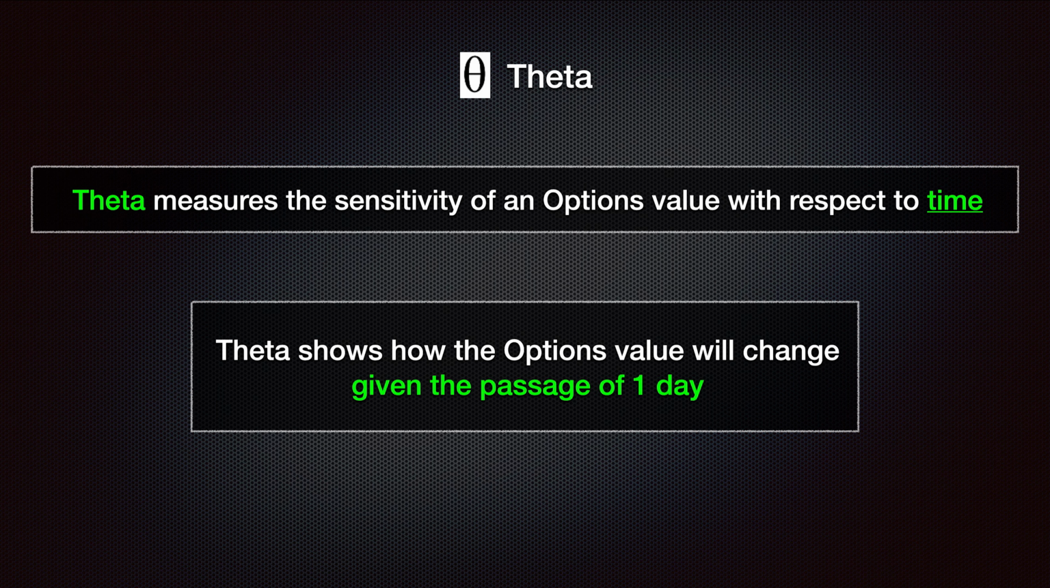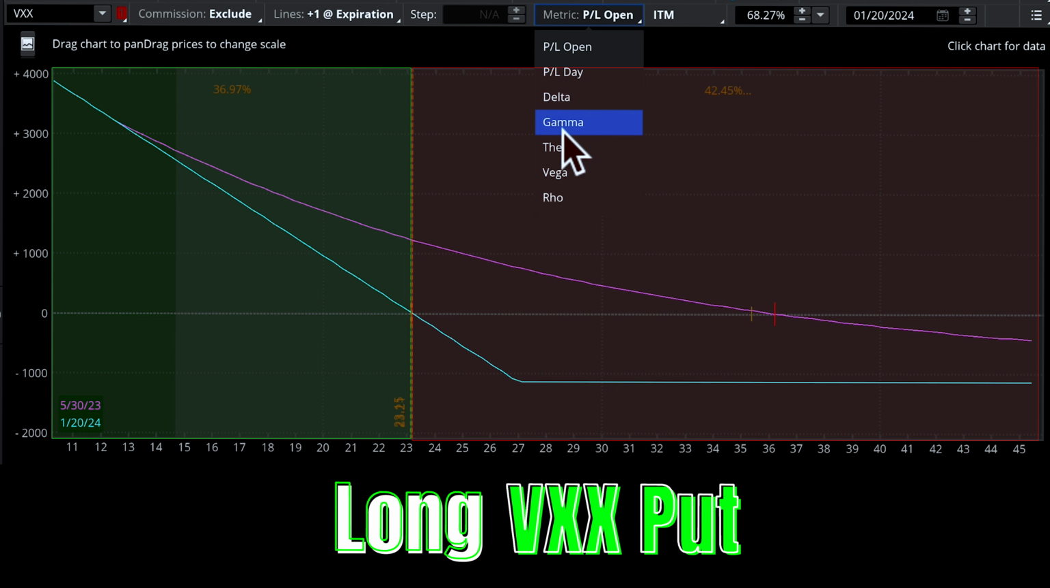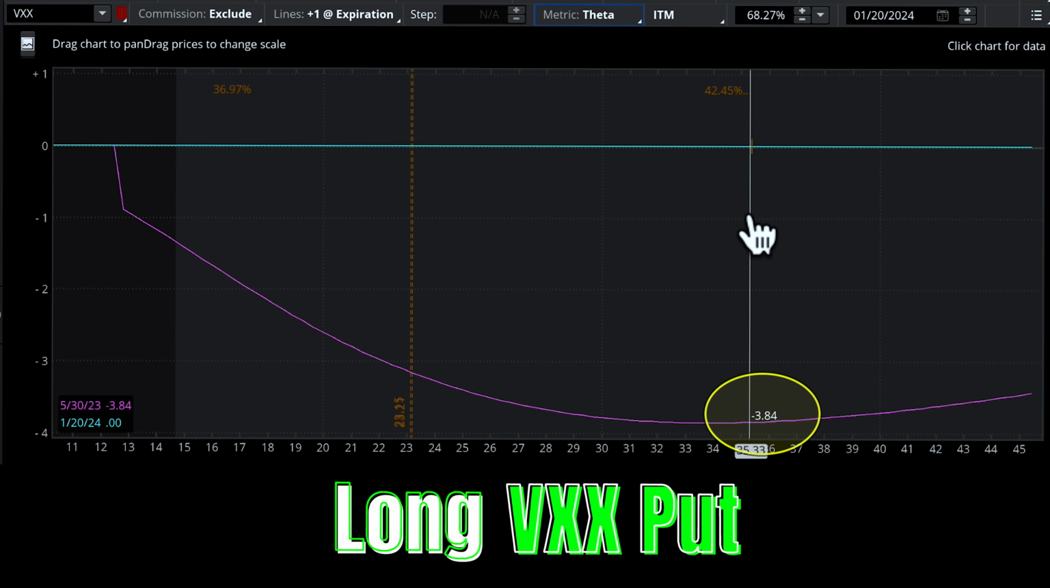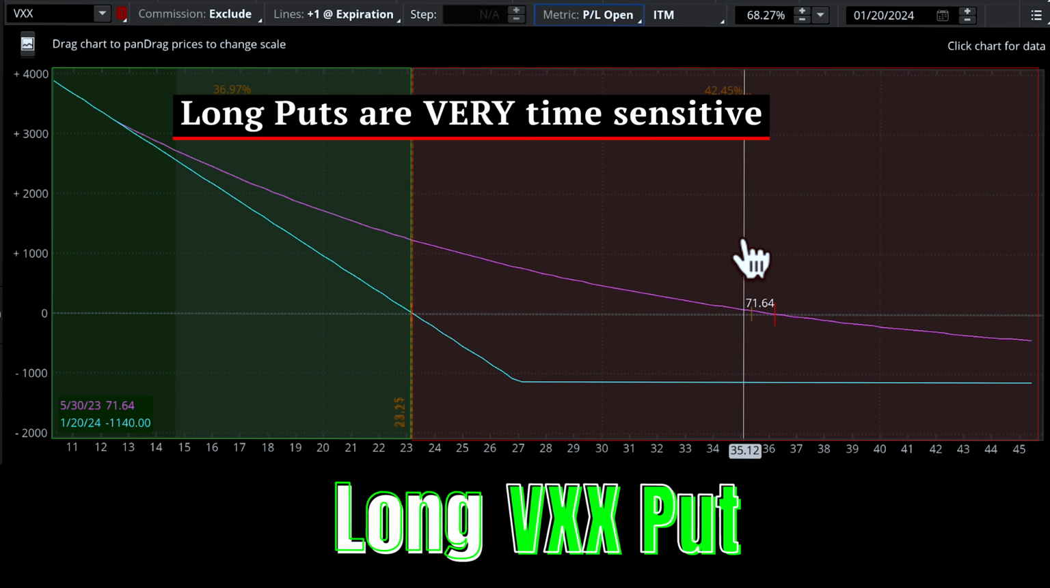The second disadvantage is the option Greek theta, which refers to time decay. Theta shows how an option's value will change given the passage of one day. If we check out the theta of a long put option, now we can see this is a negative number. Now, it may not seem like much initially, but this ramps up exponentially as you get closer to expiration. Long puts are strongly theta negative, and it means they will be bleeding capital every day that goes by.